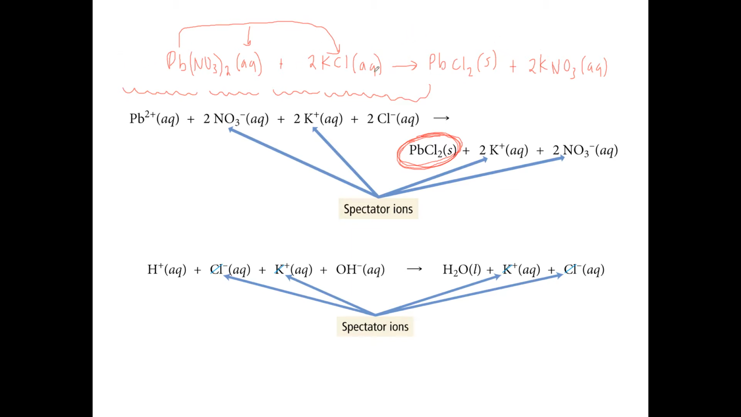This is called, ready for this? I'm going to use a different color here. This is in your book, but I didn't write the word down here. This is called, I'm going to go with blue, a molecular equation. It's called a molecular equation. All right. Now, that is if we write it out like this. That's called a molecular equation. And that's how you're used to seeing things. Most common.